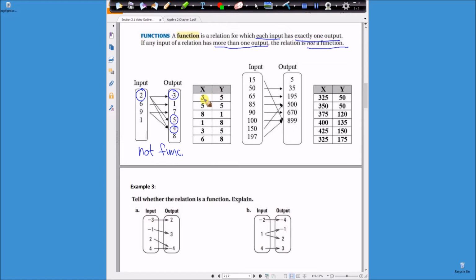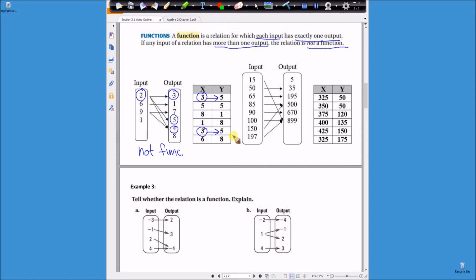Next one, we look at this table here. So these are the inputs, these are the outputs. So 3 maps to 5, 5 maps to 5, 8 maps to 1, 1 maps to 8, 3 maps to 5, and 6 maps to 8. Now 3 shows up twice. 3 maps to 5.